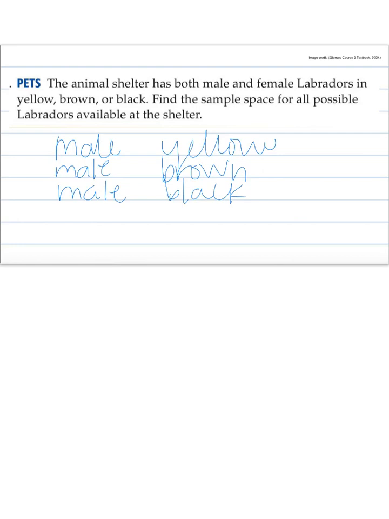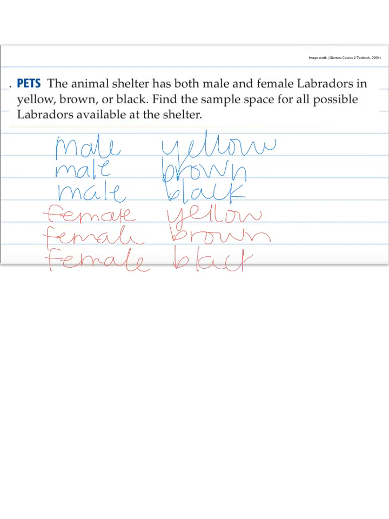And then the same thing for female. You could have a female yellow lab. You could have a female brown lab. Or you could have a female black lab. Okay, so this tells you the sample space for this, all of the Labradors that are available at the shelter.